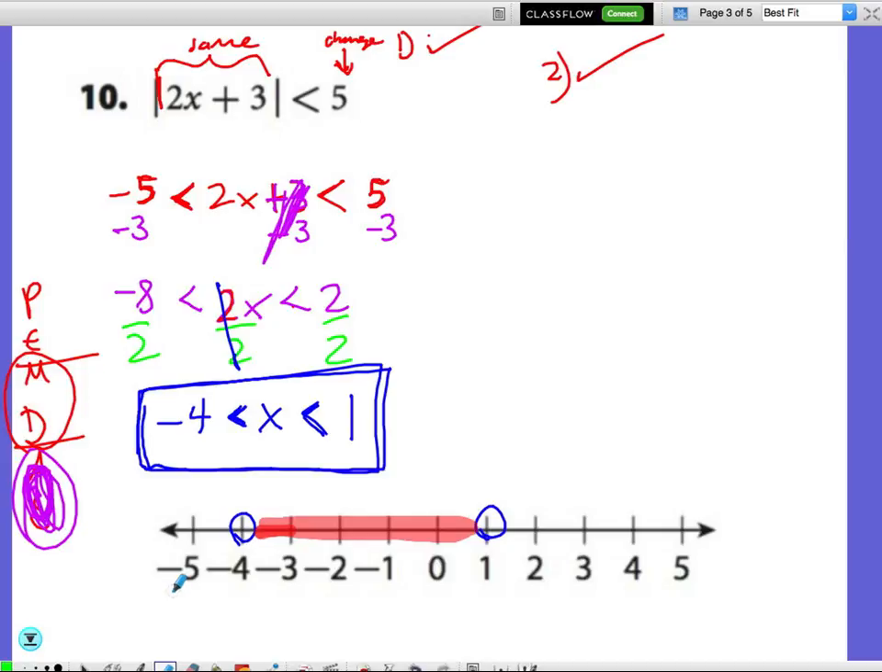Alright. So that is how you graph absolute value inequalities. And that concludes lesson 2.3. Thank you for watching.